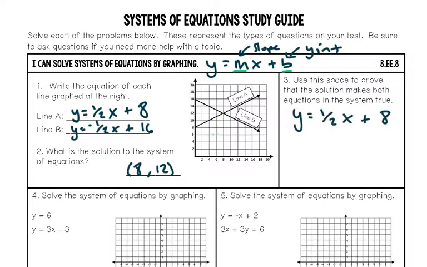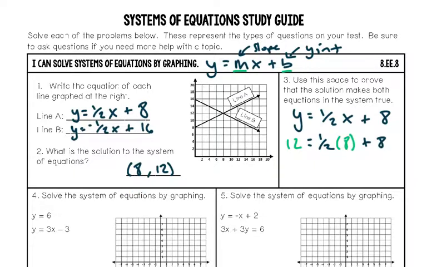Let's look at question 3. Use this space here to prove that the solution to the system makes sense for both these equations. So I'm just going to do it one step at a time. So line A, this is just a checking step. Line A has this equation. And instead of writing x and y, I'm going to use this point 8, 12. So instead of writing a y, I'm going to write 12 since that's the y. Instead of writing times x, I'm going to write times 8 since that's our x.